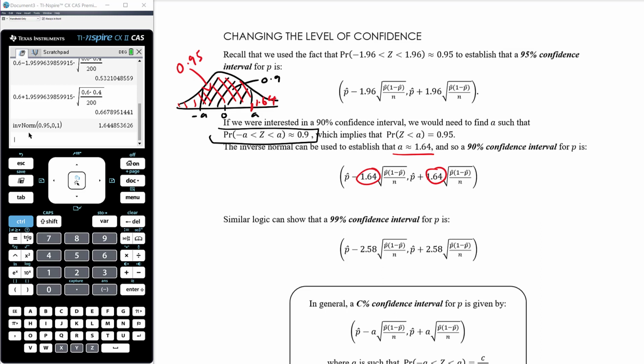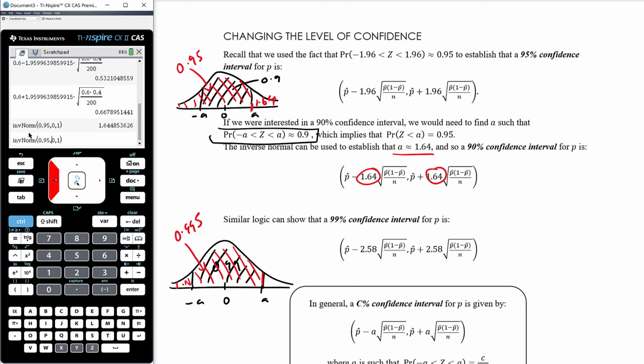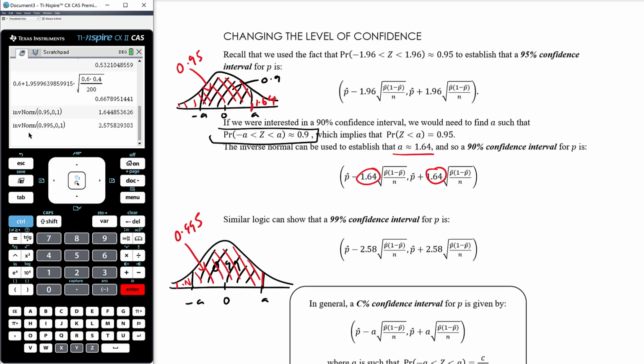And similarly, if we wanted a 99% confidence interval, then in a standard normal distribution, between what two values are we going to get 99% of the distribution? That means there's 1% that's not in there, which means there'd be 0.5% down here at the bottom. So we want that to be 0.995. And if we did inverse normal with 0.995, we find that this number here has to be 2.58.